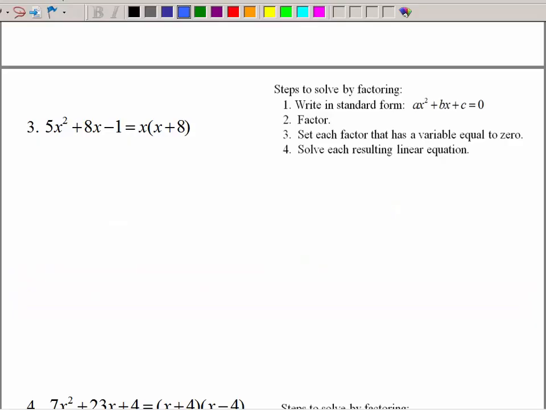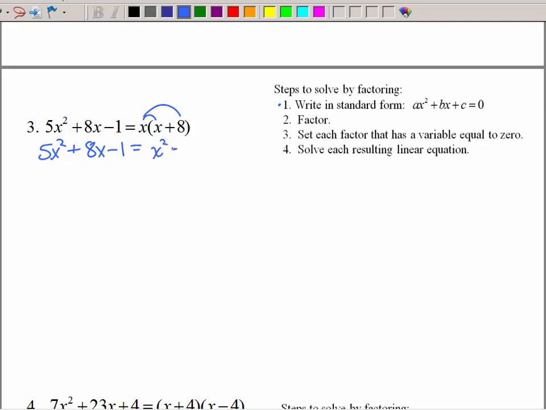Let's look at this third example. Is this in standard form? Well, it's not equal to 0, so it's definitely not in standard form. So what can we do? Well, we have parentheses, so let's go ahead and distribute and get rid of those parentheses.